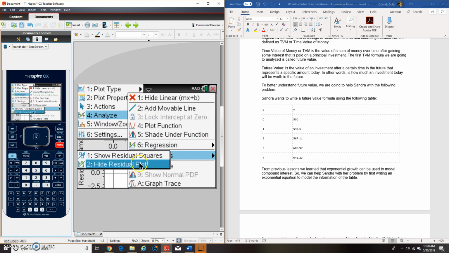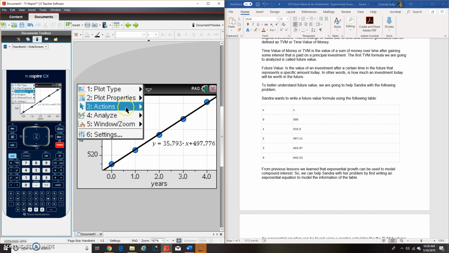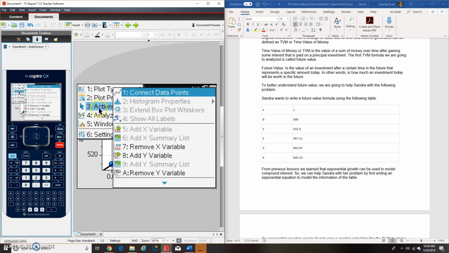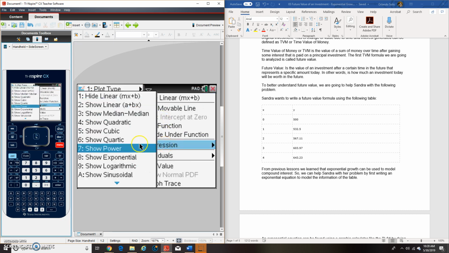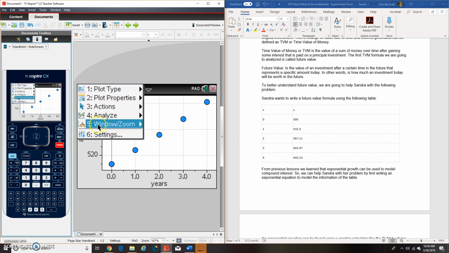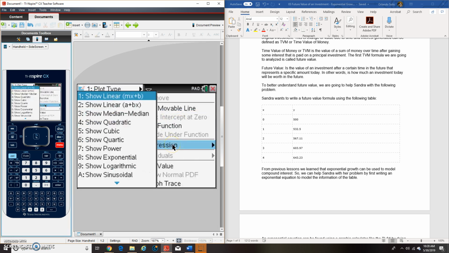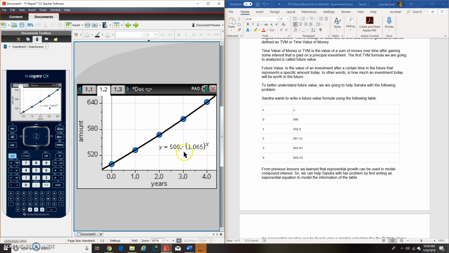So I'm going to hide the residual plot, and then I'm also going to go back to analyze, and we're going to turn off the regression, hide linear. So now we're going to go with analyze regression, and this time we're going to go to exponential. So this is option 8. And as you can see right here, it's 500 times 1.065. So that's our base of change. So exponentially, this is going to increase by 6.5%. It's 6.5% growth. That's actually 1 plus 0.065 on the original amount.